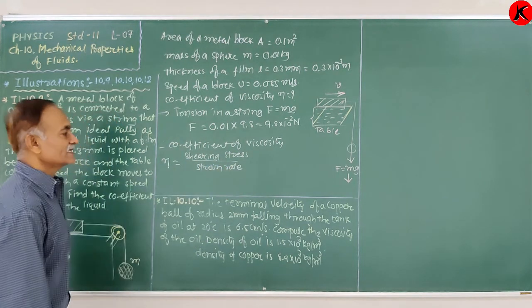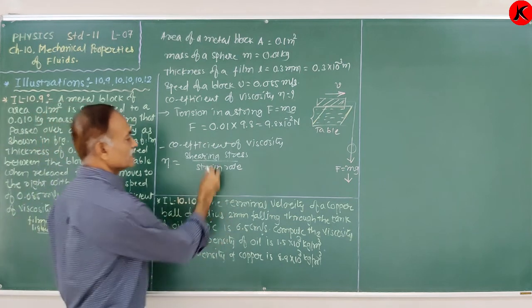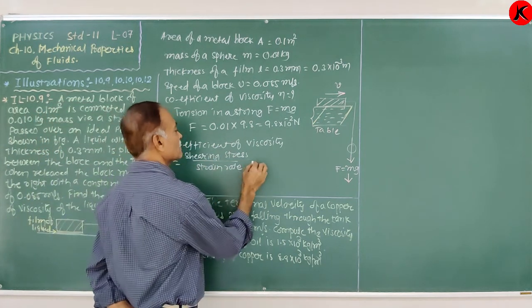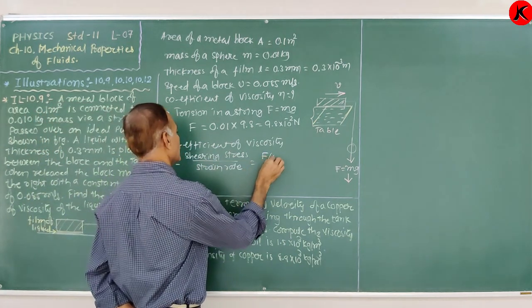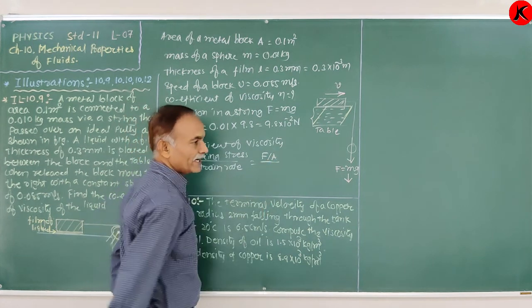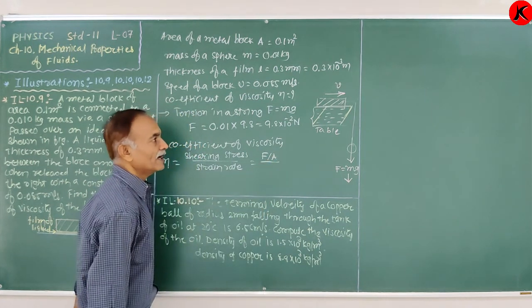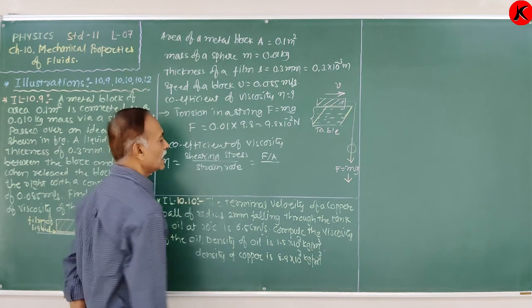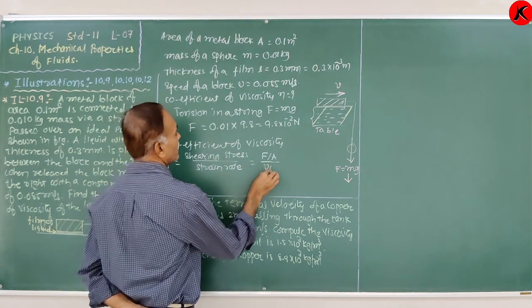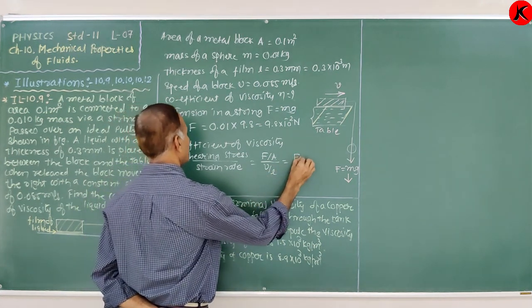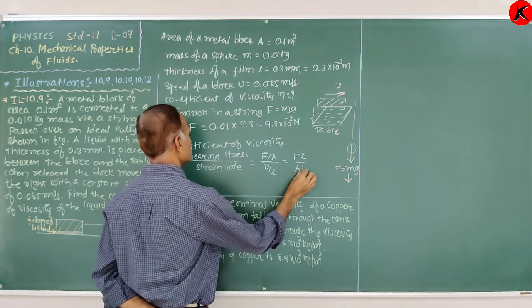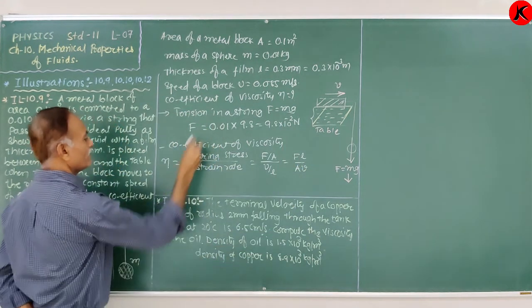How do we find the strain rate in this? For that purpose, stress is equal to force per unit area, F upon A, the force acting per area of a plate, upon V upon L. Therefore, we get FL upon AV. All values are given.